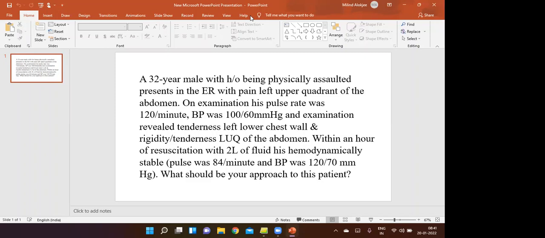Good morning, sir. The grades of splenic injury, are they measured by CT scan or what? Grades are by CT only.